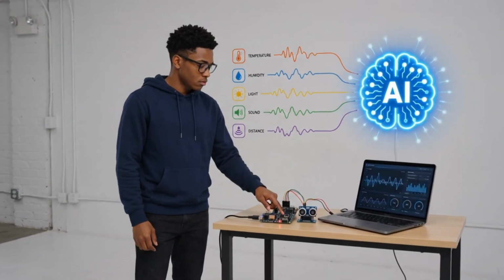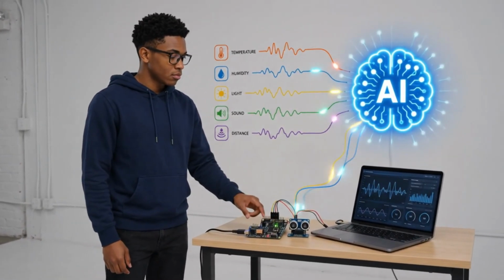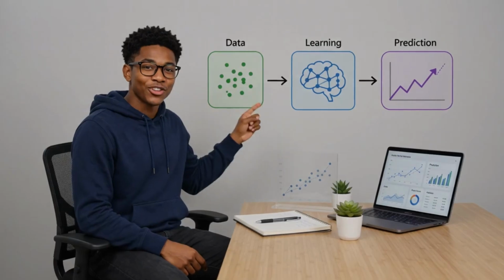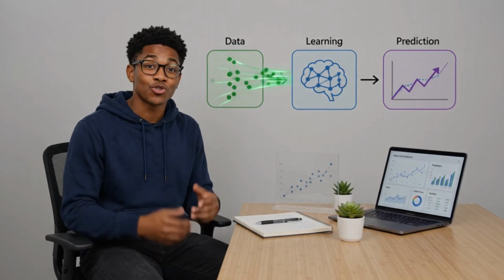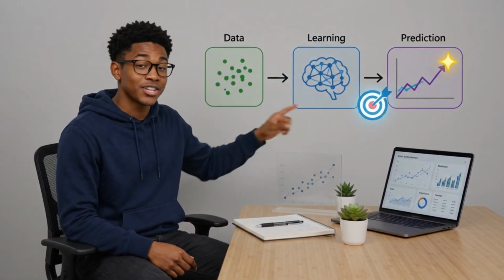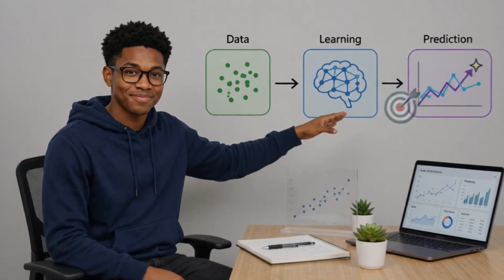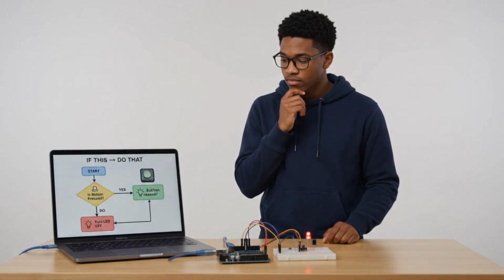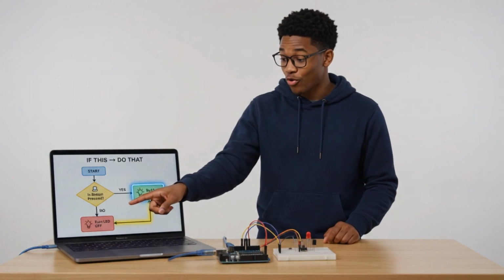What if an electronic device could learn from data instead of being programmed for every possible situation? That's the basic idea behind machine learning. Machine learning is a way of teaching computers to recognize patterns in data and use those patterns to make predictions or decisions. In traditional electronics, engineers usually tell a device exactly what to do using programmed rules.